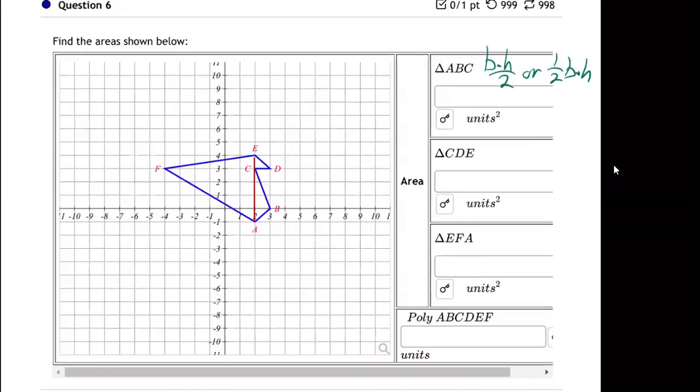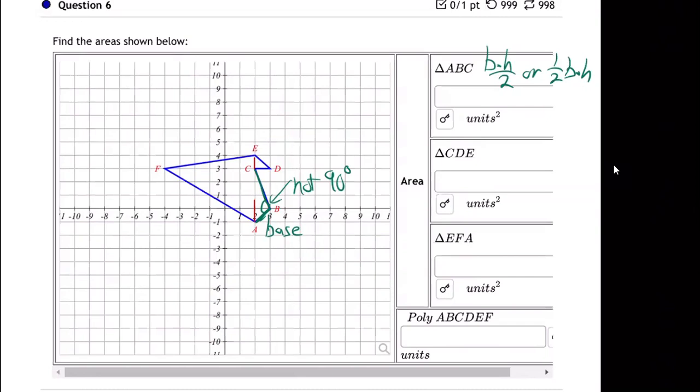So base can be any of the 3 sides. For example, could I make this the base, and then this will be the height here? No, that's not going to work. Do you see why? Because this angle between them is not 90 degrees. Remember, base and height have to be at 90 degrees to each other, don't they?